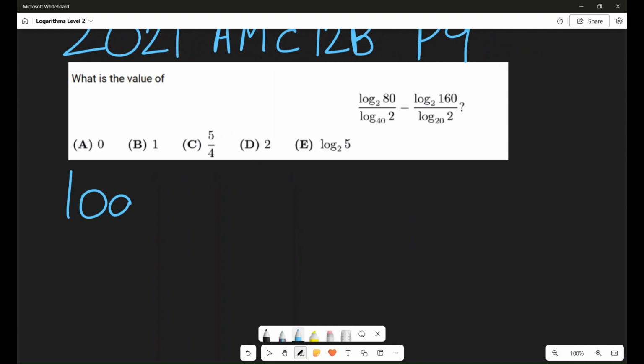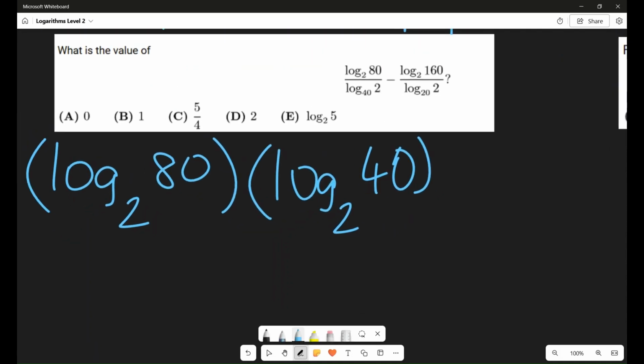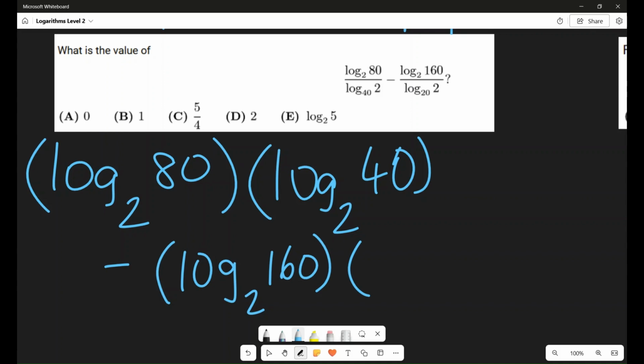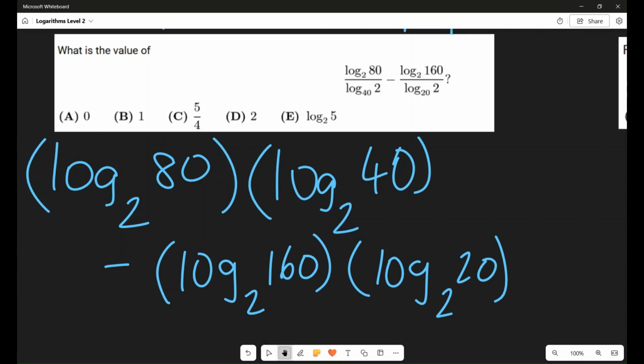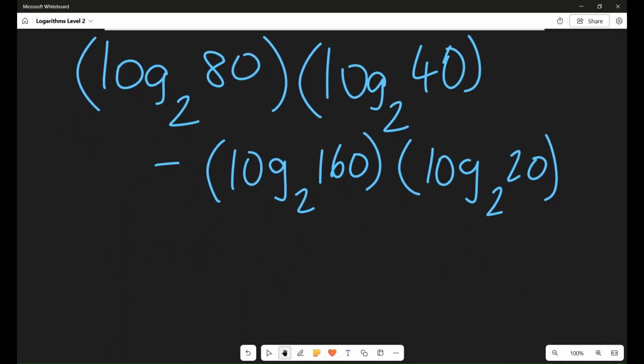So we can write log base 2 of 80, and then instead of over log base 40 of 2, we can multiply it by log base 2 of 40. And then we have minus log base 2 of 160, and instead of over log base 20 of 2, now we can write log base 2 of 20. I guess this is a little simpler, but we are still not familiar with this form for logarithms.